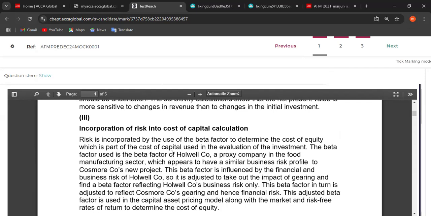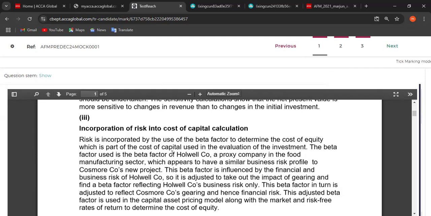The beta factor used is the beta factor of H company, a proxy company in the food manufacturing sector, which appears to have the same business risk profile. This beta factor is influenced by the financial and the business risk of H company. So what are we going to do? It is adjusted to take out the impact of gearing and find a beta which will reflect H company's business risk only. What is the examiner saying?